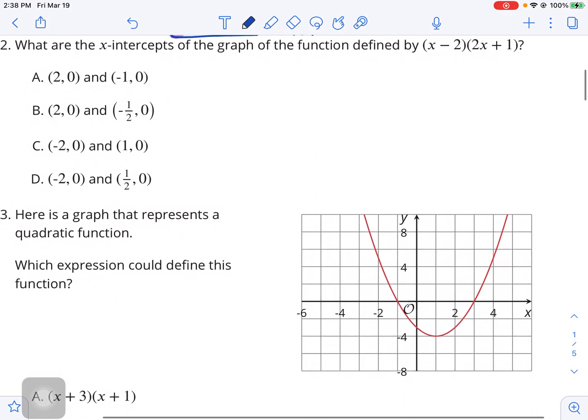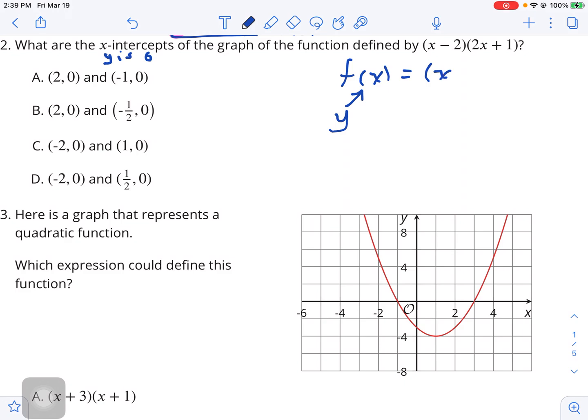Number 2, what are the x-intercepts of the graph of the function defined by x minus 2 times 2x plus 1? So again, we're looking for x-intercepts, so y is equal to 0. And so if y is equal to 0, my function f of x, remember f of x is the y, that means that one of these binomials, one of these factors in factored form, has to be 0 in order for us to get 0 here. So we'll set each of them equal to 0 and find out our two x-intercepts.